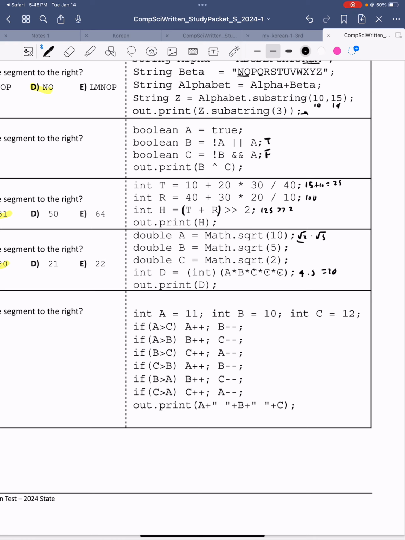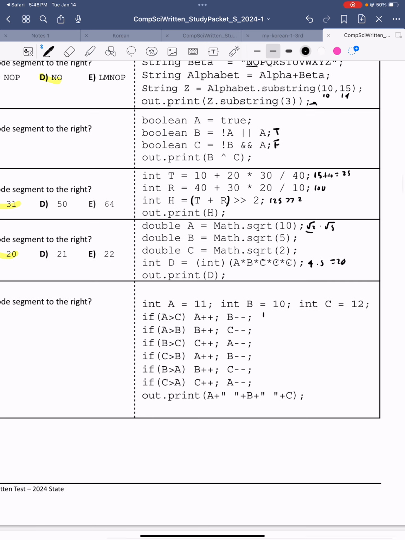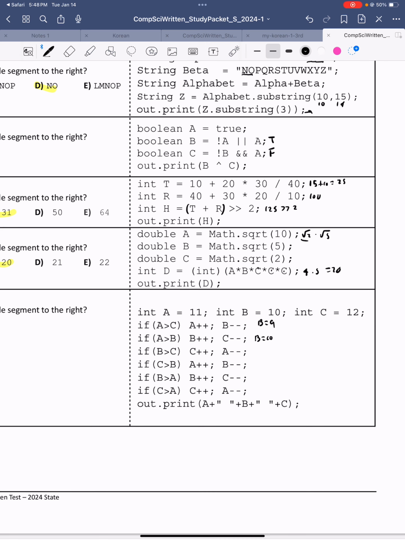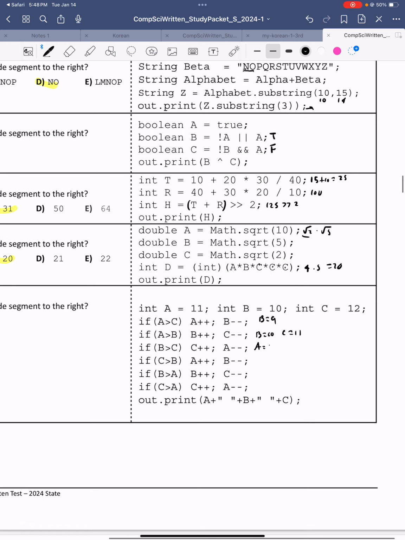So let's see. Is 11 greater than 12? No, it's not. So B is going to be 9. And then is 11 greater than 9? Yes. So we're going to add 1 to B and subtract 1 from C. Then is B greater than C? Is 10 greater than 11? No. We're going to subtract 1 from A. So now A is going to equal 10.